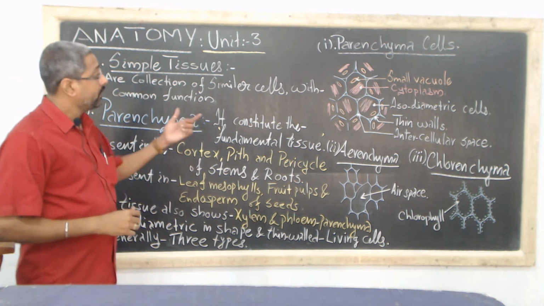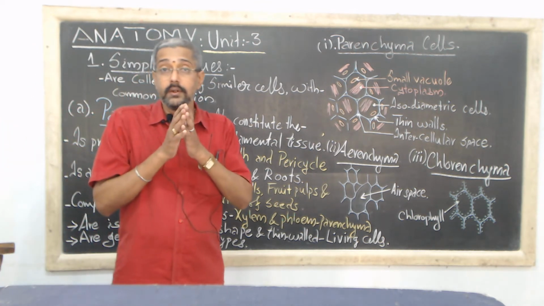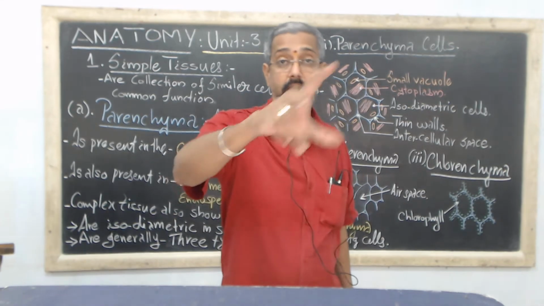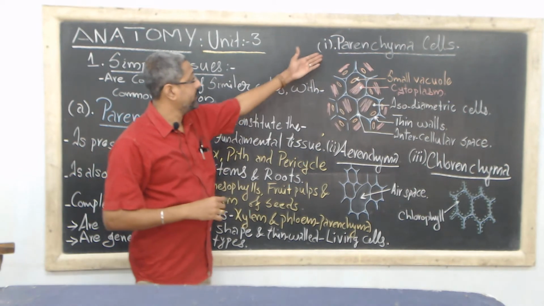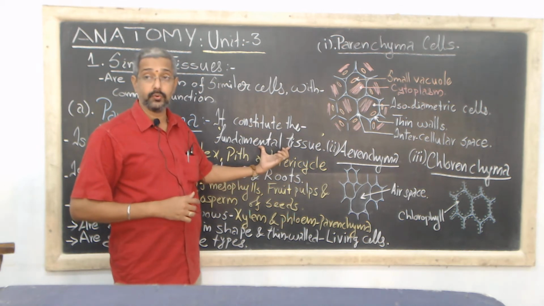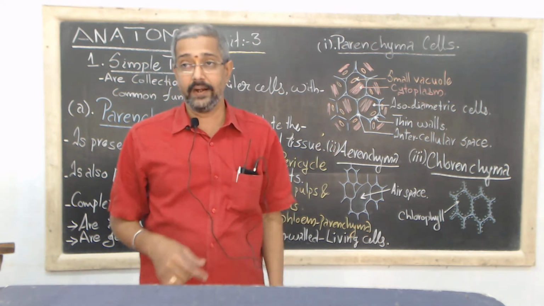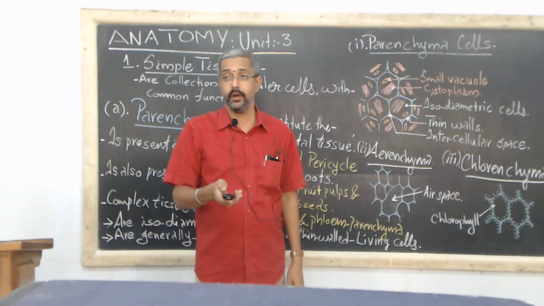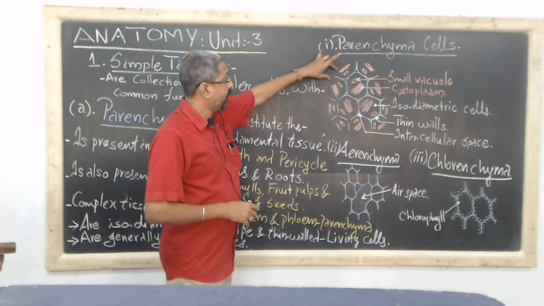Why, or how, does it get differentiated into three? According to the function. According to the function, these simple tissue or parenchyma cells are differentiated into three different types. The first one is generally called parenchyma cells, and the speciality is that it is the fundamental tissue. Here you can see the structural differentiation, that is, the structure of parenchyma cells, how they are structured.